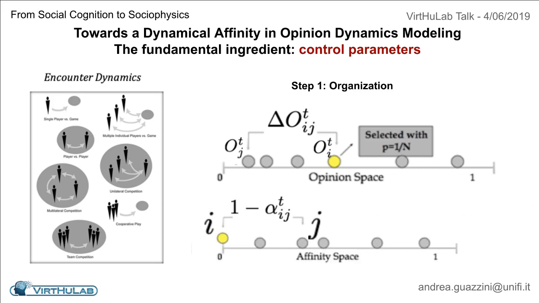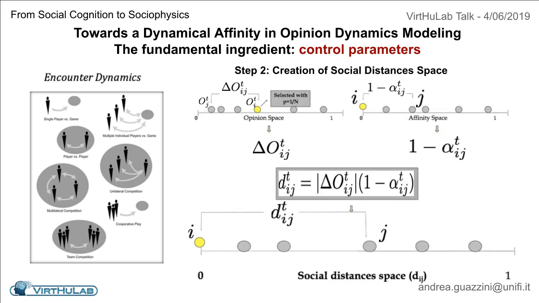As a consequence, the random extraction of the first agent in some way organizes the psychological field to establish the subsequent encounter. The second step of the recipe for the encounter dynamics is the definition of the social distances space of the subject i, as the product of the absolute values of its distances to every other agent in the system, with the result of 1 minus the affinity with them. This operation produces a one-dimensional space where the agent i represents a vertex, and all the other agents j are scattered with the distance of d_ij.